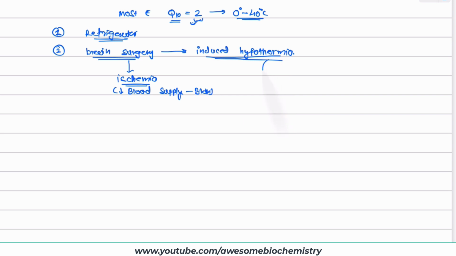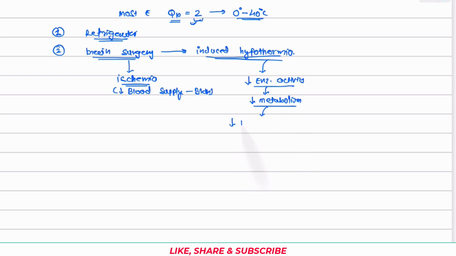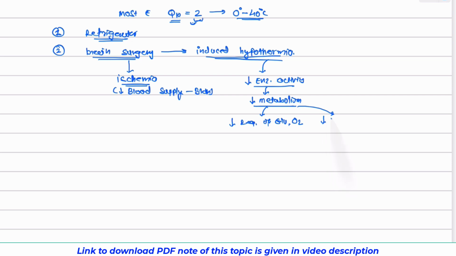Because we know that in hypothermia there is a decrease in enzyme activity, right? So because of decreased enzyme activity, all the metabolism will be slowed down, right? So there is a decrease in the metabolism. And as metabolism is decreased, we know that metabolism needs nutrients like glucose and oxygen, right? So there is a decreased requirement of glucose and oxygen. And simultaneously, there is also decreased free radical generation.